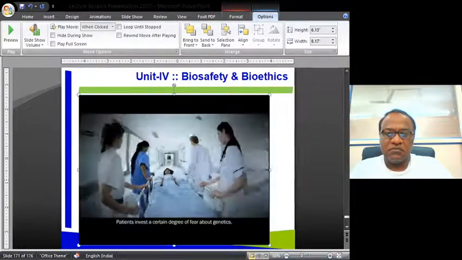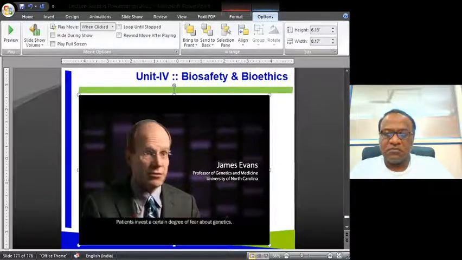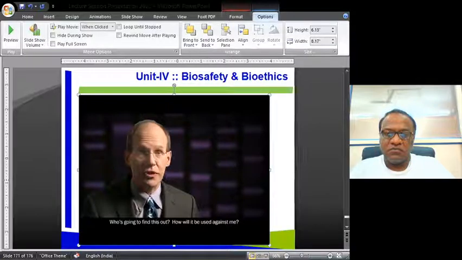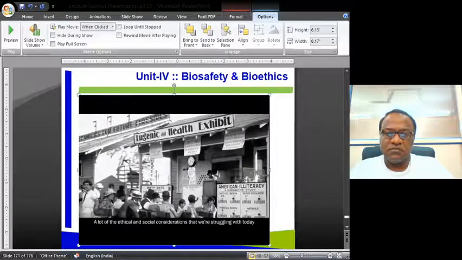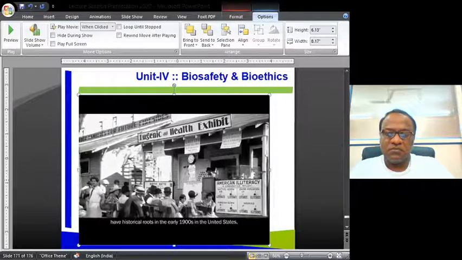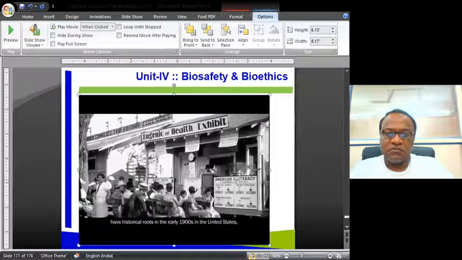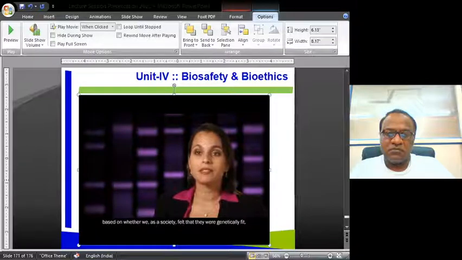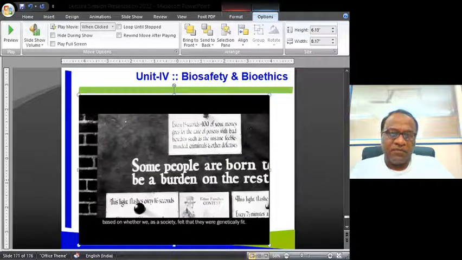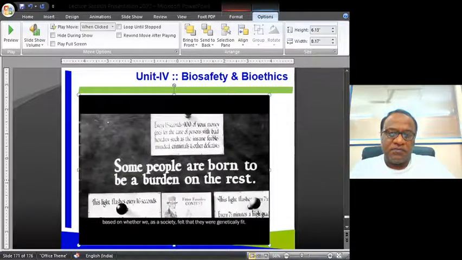Patients invest a certain degree of fear about genetics. Who's going to find this out? How will it be used against me? A lot of the ethical and social considerations that we're struggling with today really have historical roots in the early 1900s in the United States, where we had many states that had laws that allowed us to forcibly sterilize people and prevent them from having children based on whether we as a society felt that they were genetically fit.